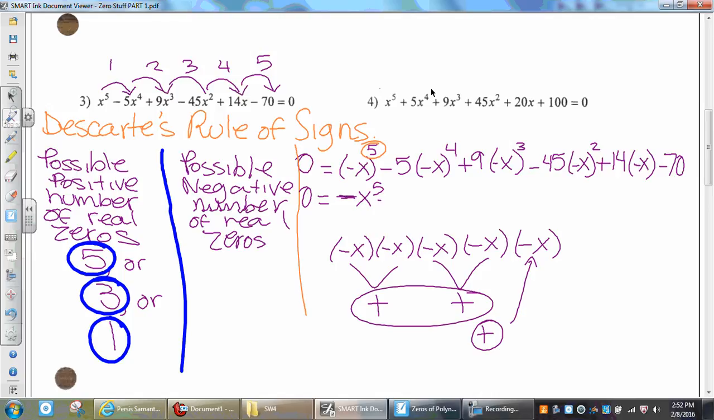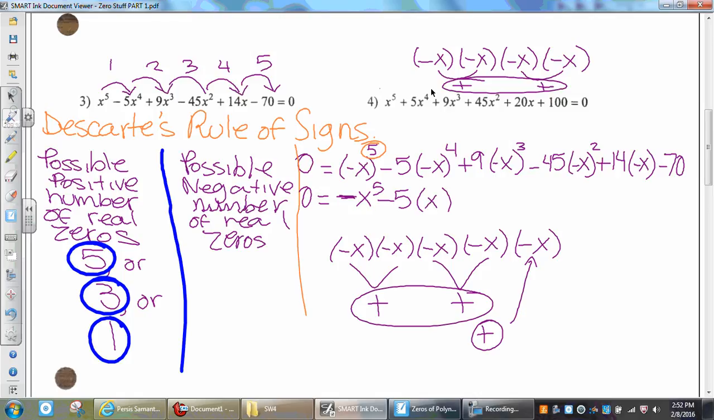Now when I look at the next one, it will be negative x to the 4th power. So that is negative x times negative x times negative x times negative x. And so this is an even power. So here and here is positive, here and here is positive, and positive times positive is positive. So this is going to be positive x to the 4th.